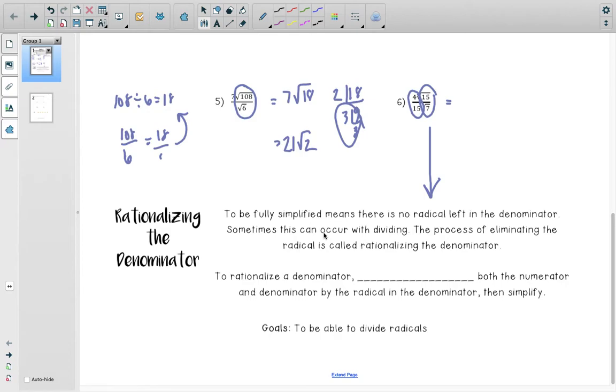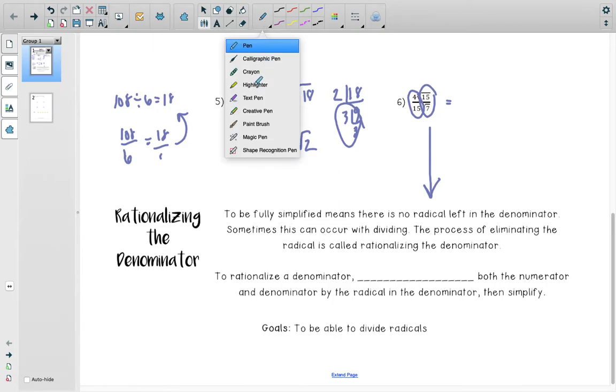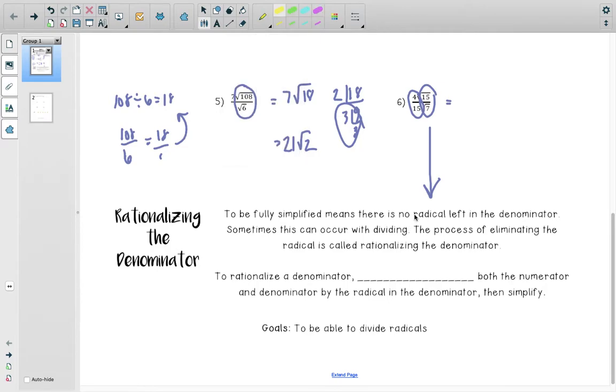Explain why number 6 leads into this. So if you read through this, it says to be fully simplified, there has to be no radical left in the denominator, which is kind of right where my arrow goes. And if you notice on this one right here, 4 and 15 we can't simplify. 15 and 17 we can't simplify. So you're left with this radical in the bottom, and that's our issue.